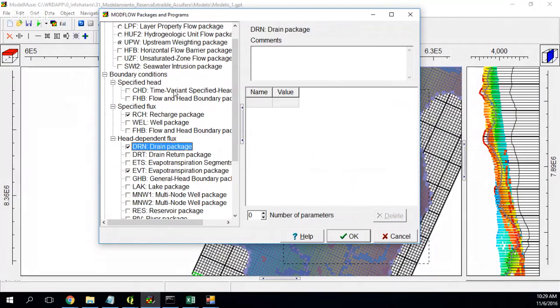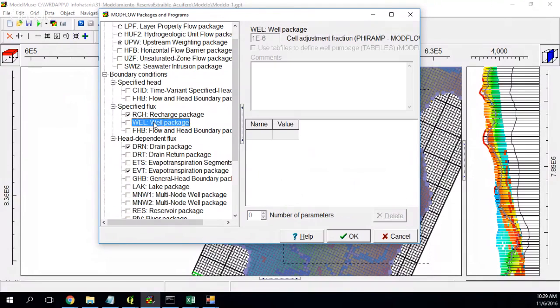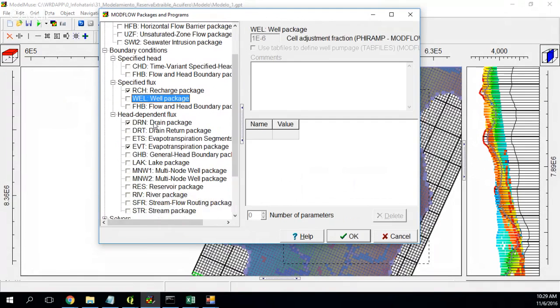It's the constant head boundary condition. And from this, recharge is mostly recharge from precipitation. Here we have wells located in just one cell. If you want to distribute your well along many cells, you can use these two. This one is new for me. I haven't used it so far, the FHB.